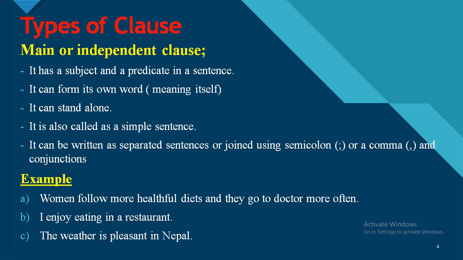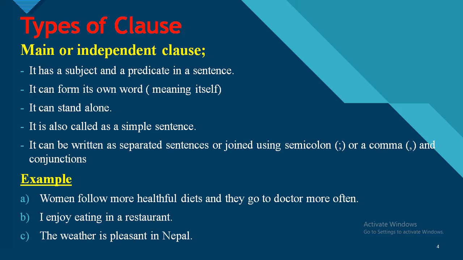It can form its own sentence. This sentence can give its own meaning, or it is complete in sense. It does not depend on others. It can stand alone, and it is also called a simple sentence. It can be written as separate sentences, or we can use a semicolon, or a comma and a conjunction.